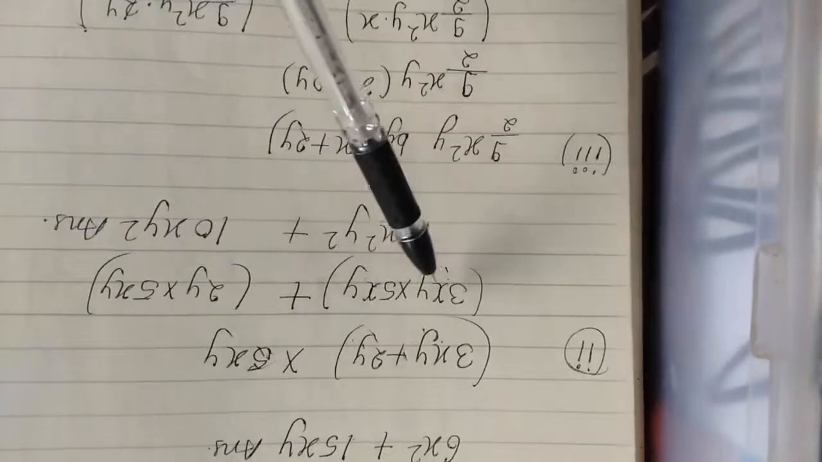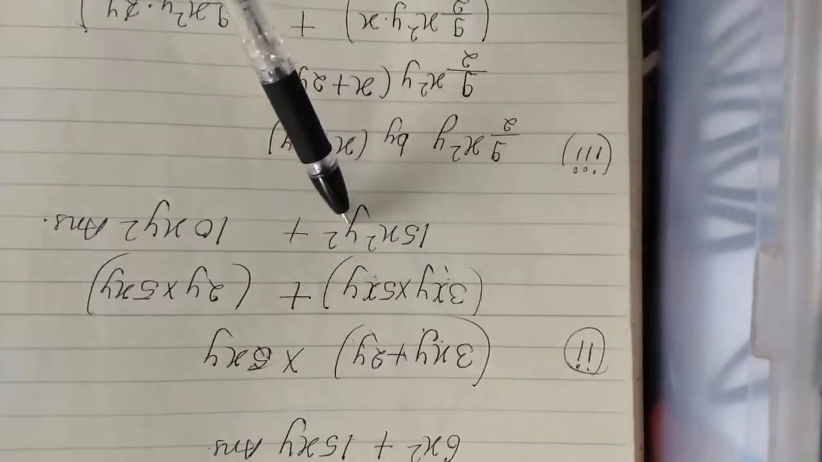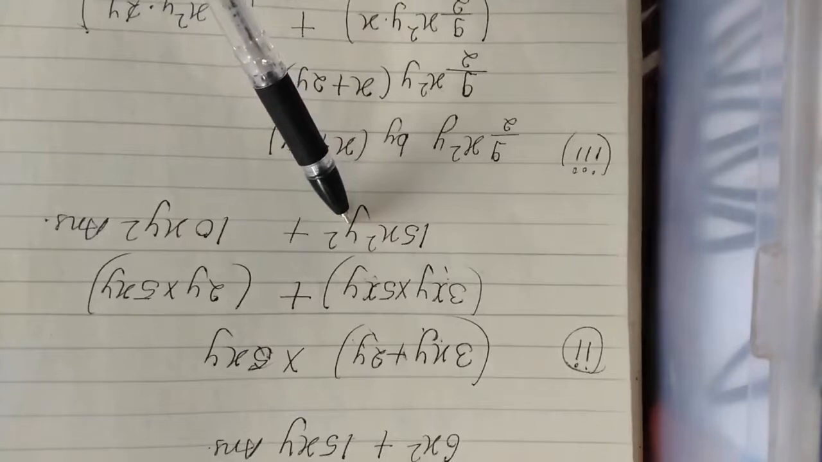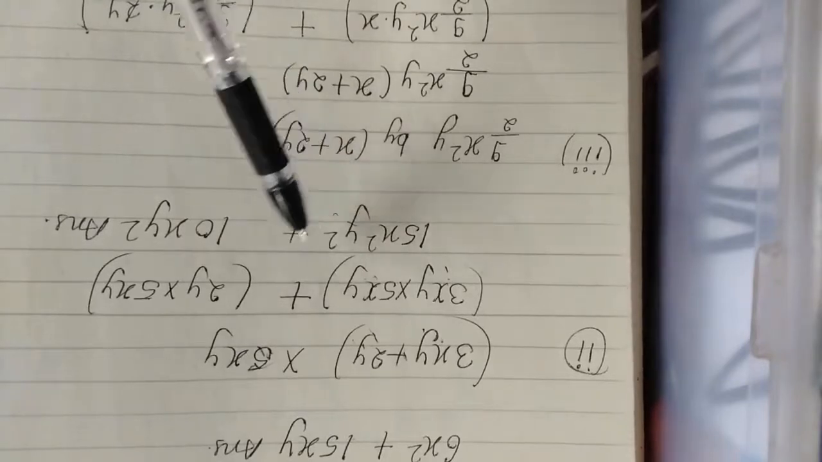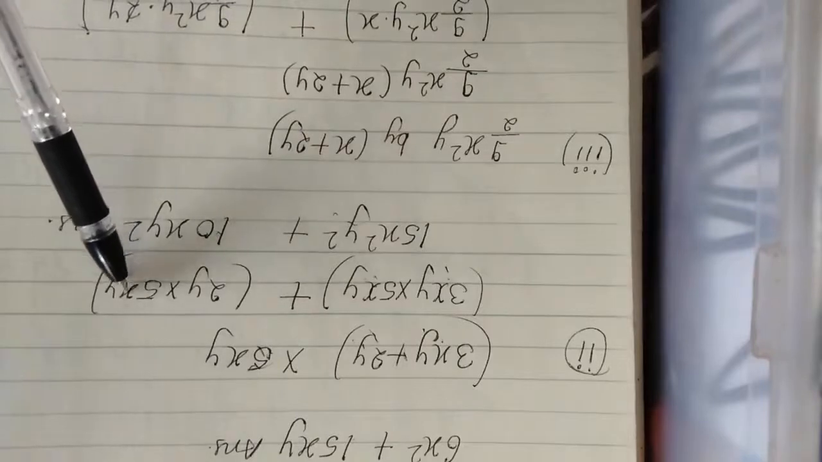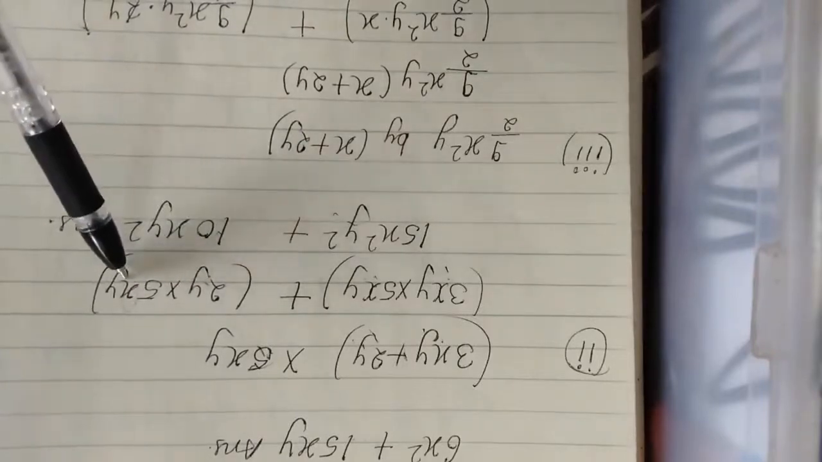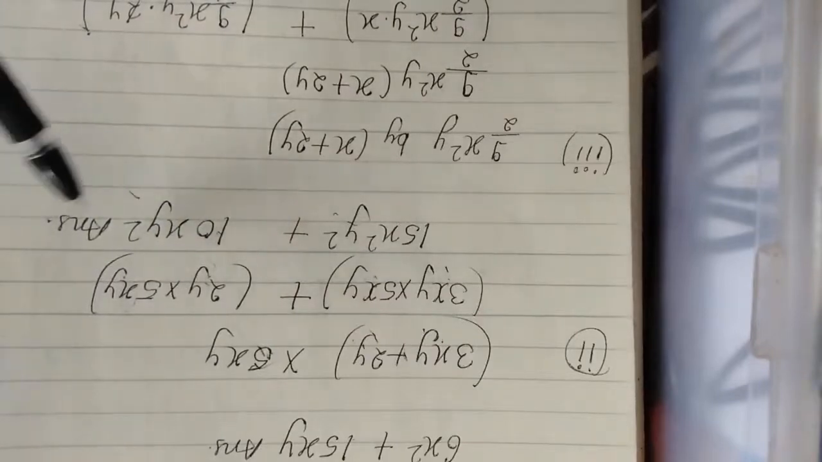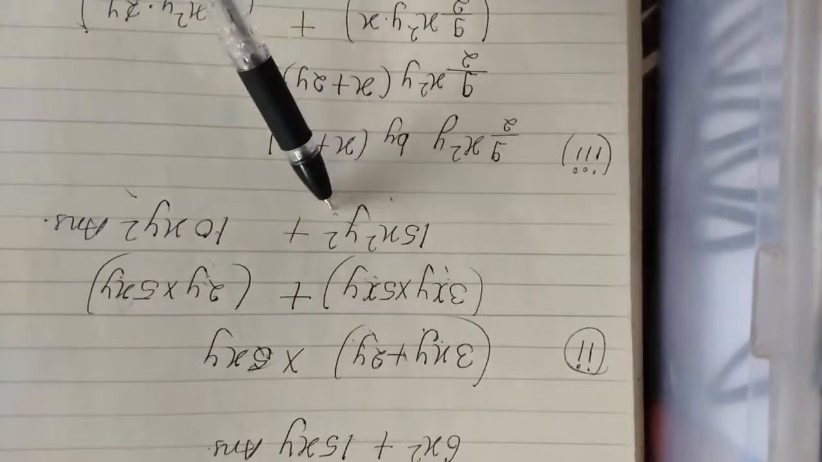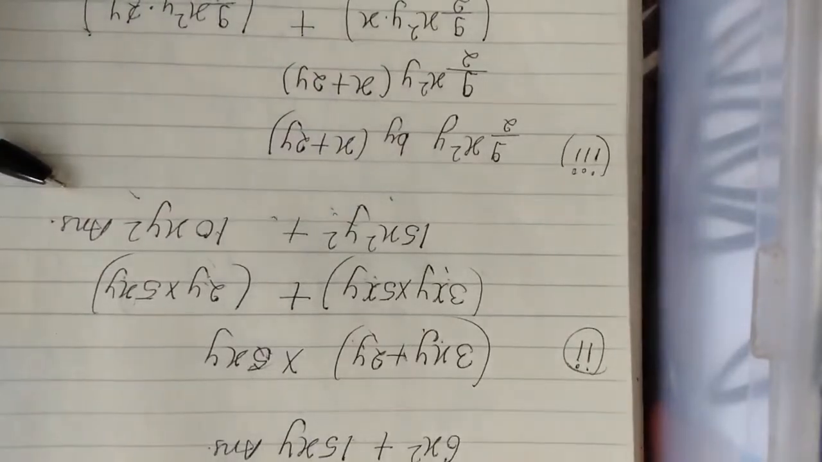5 times 3 is 15, x and x will become x square, y and y will become y square. So this is 15x square y square. Plus is plus, 2 times 5 is 10, x is single so this will be x, and y is 2 times, y and y, so this will become y square. So the answer is 15x square y square plus 10x y square.